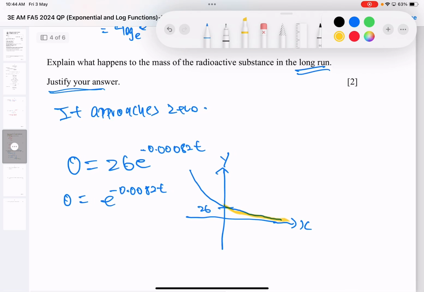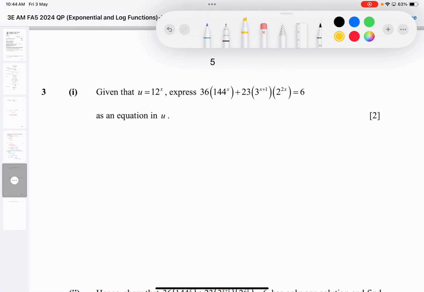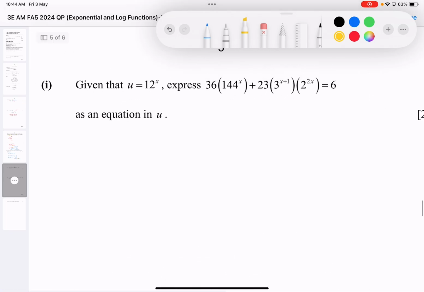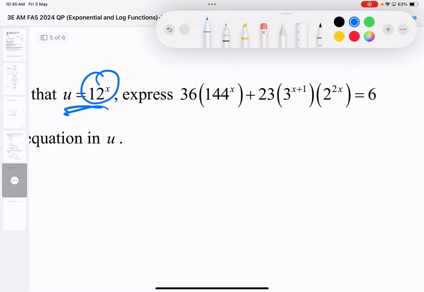So you must be very clear about that. Okay? Okay, the next one. Question 3. This one is a little bit tricky. The question is very kind. They say whenever you see 12 to the power of x, replace it with u. So immediately, you know that you must change everything to base 12.